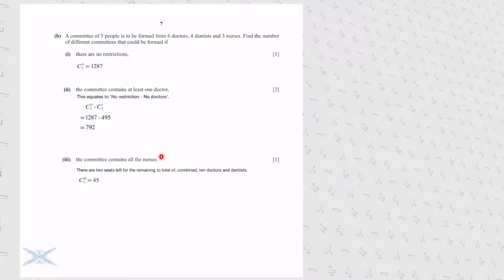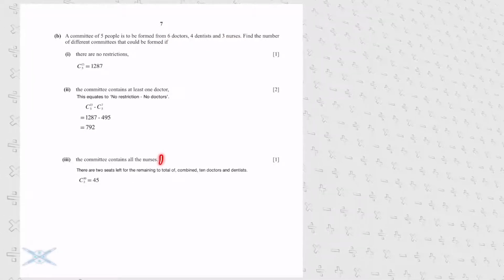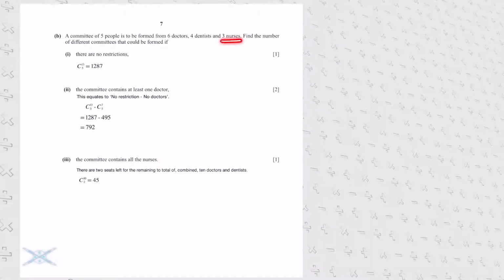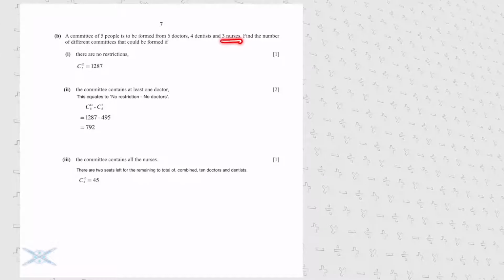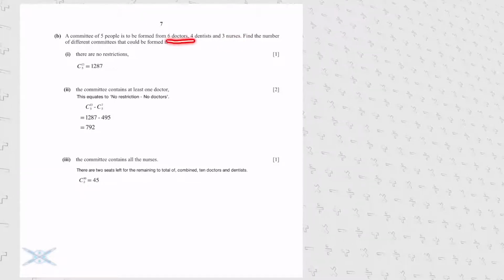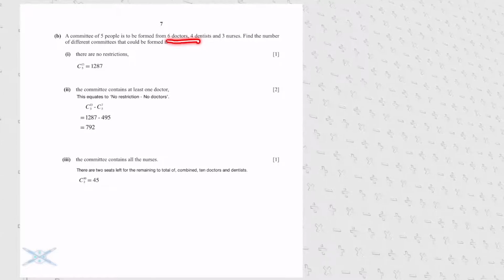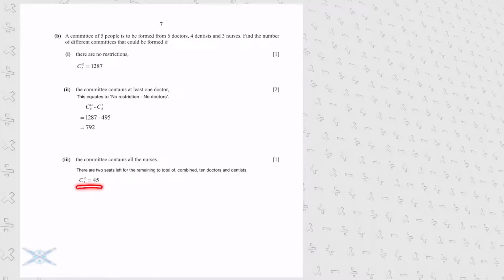In the final part, exercise C, we are supposed to form a committee that contains all the nurses. The total number of nurses is 3, which means that there are only 2 positions in the committee left for the remaining 10 people, which consist of 6 doctors and 4 dentists. The solution for this combination is 45.